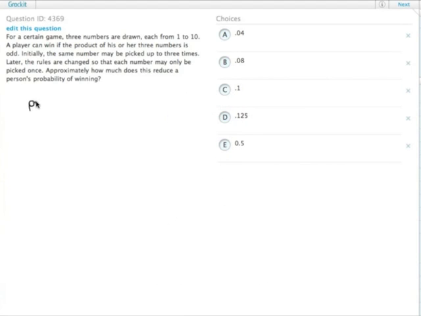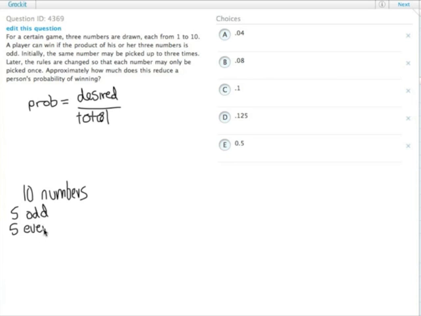So remember that probability equals the desired outcomes over the total number of outcomes. Now the rules change, so we have to figure out the probability both ways. So if there are 10 numbers, that means there are 5 odd and 5 even. And your chance of getting an odd number is 5 out of 10. 5 odd numbers are desired out of 10 numbers total.